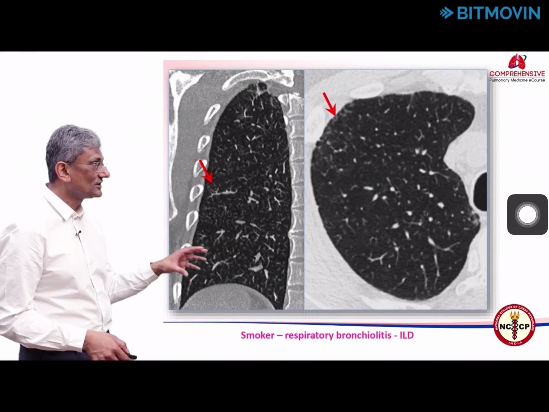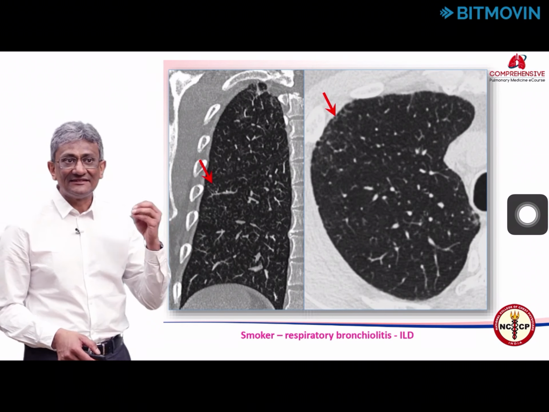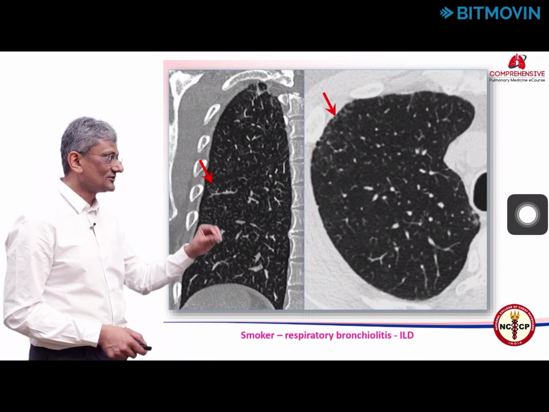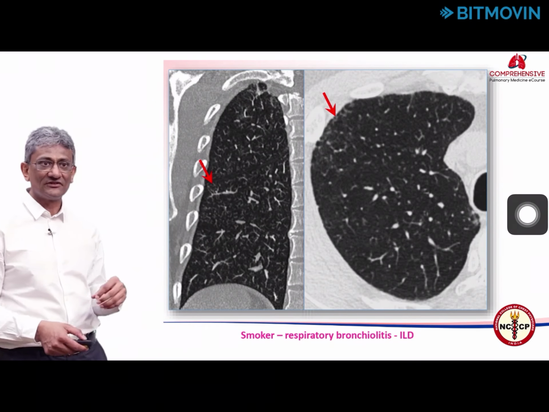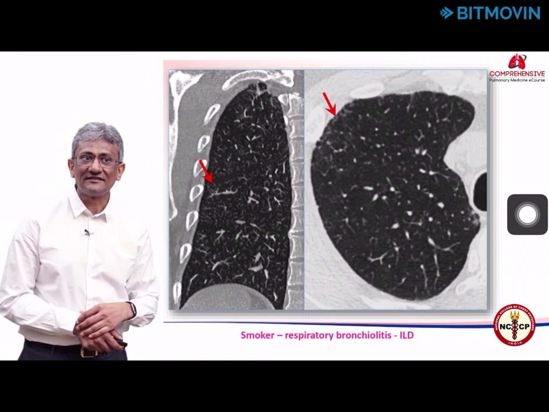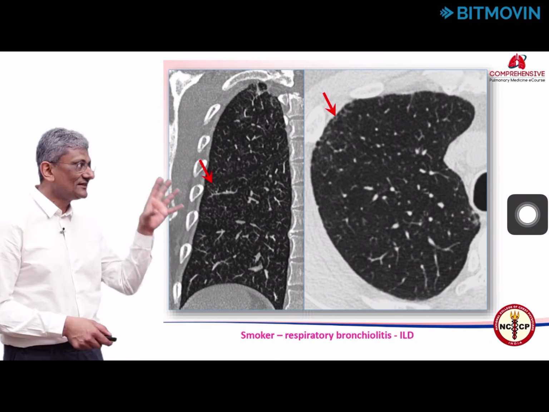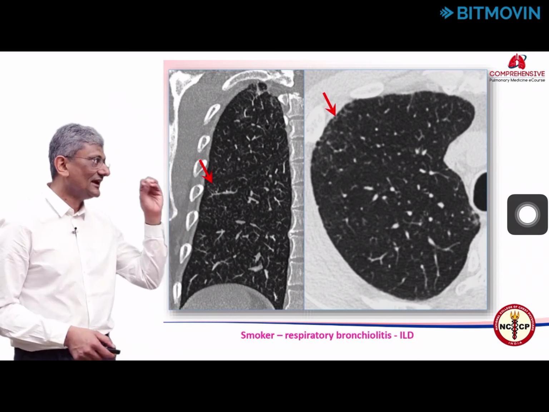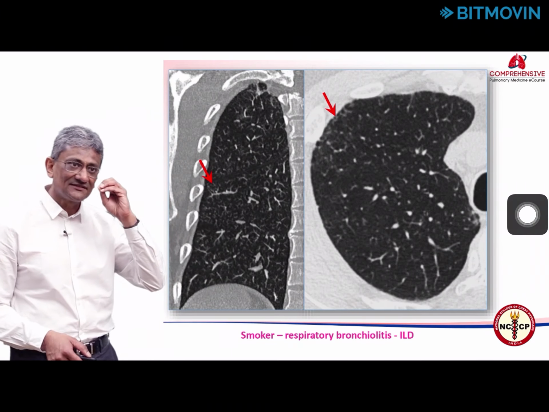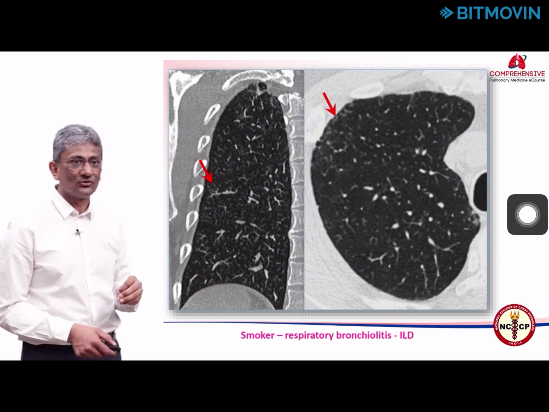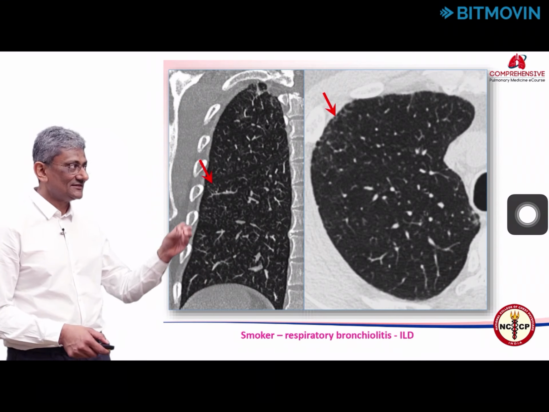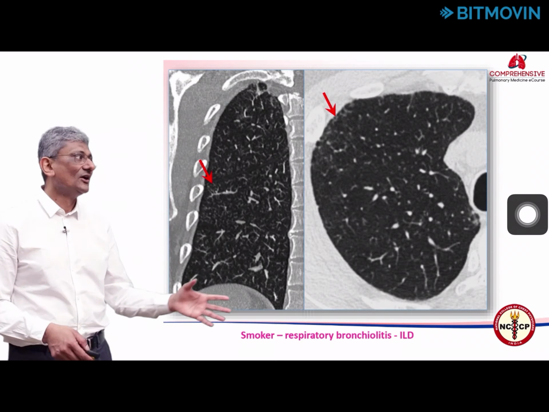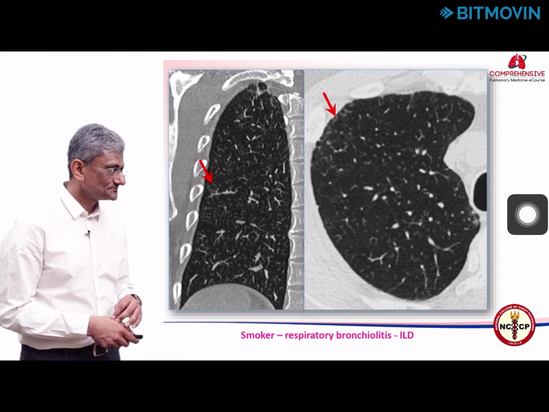Now, in a smoker, if we get less dense, subtle peripheral ill-defined bronchocentric nodules as we see on the coronal image on the right, then we would say this is respiratory bronchiolitis. And when the respiratory bronchiolitis is associated with some fibrosis, either traction bronchiectasis or a little bit of peripheral honeycombing and reticular opacities, then we would call this respiratory bronchiolitis ILD or RB ILD.